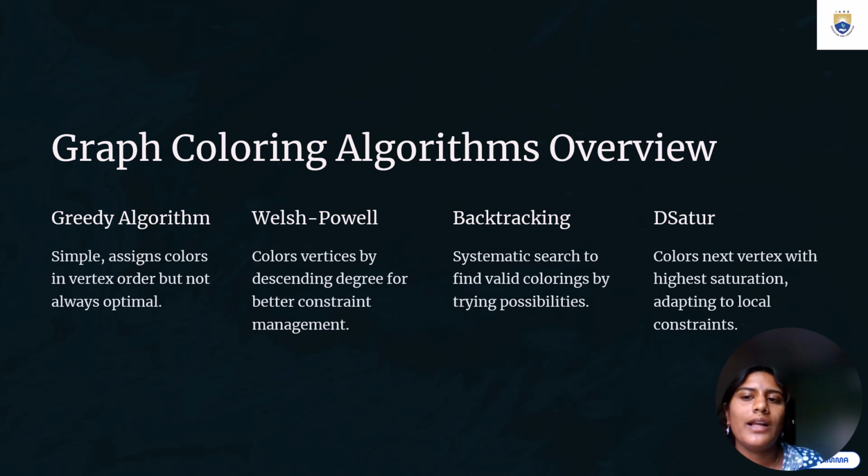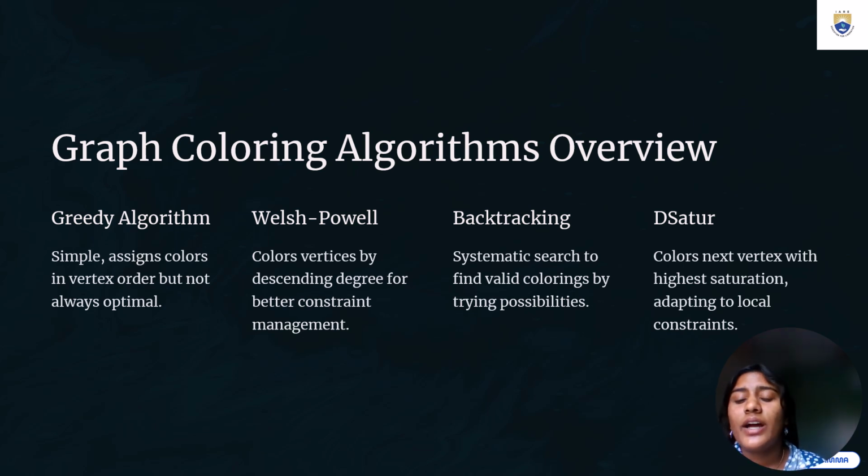Graph coloring algorithm overview. This slide is about the algorithm overview of graph coloring. So, how do we actually color a map? There are a few main algorithms. One is greedy, Welsh Powell, backtracking, and DSATUR. What is greedy? Quick and simple, but not always the best. Simply, it assigns colors in vertex order, but not always optimal. Welsh Powell is smarter by focusing on the busiest areas first. In Welsh Powell, it colors vertices by descending degree for better conflict management.